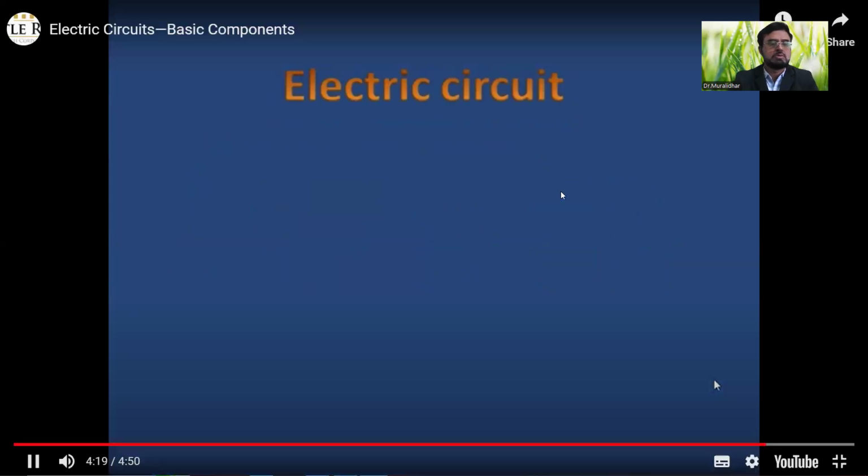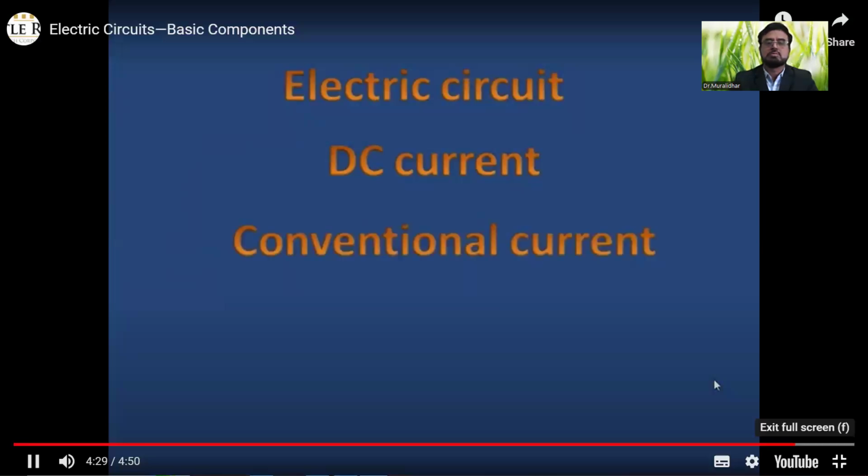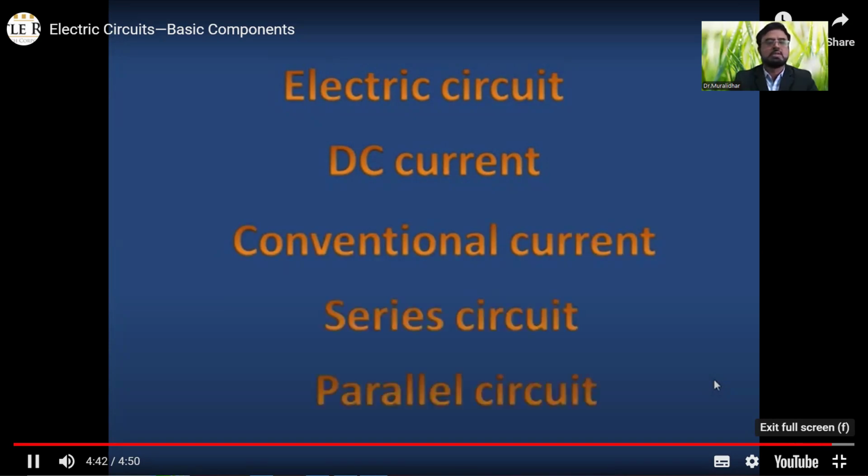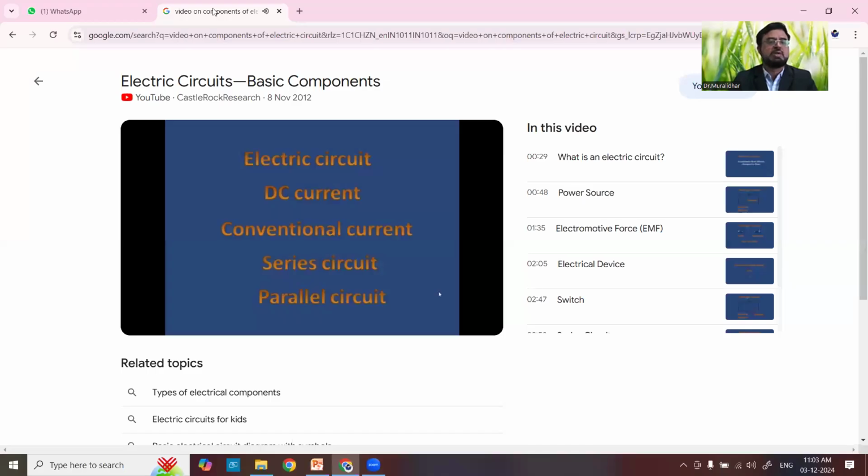So you need to know the definition of an electric circuit. Finally, in conclusion, you can see: a path for charges to follow. DC current flows in one direction only. Conventional current flows from positive to negative, the flow of positive charge. A series circuit has only one path for the charge. And a parallel circuit has more than one path for the charge.